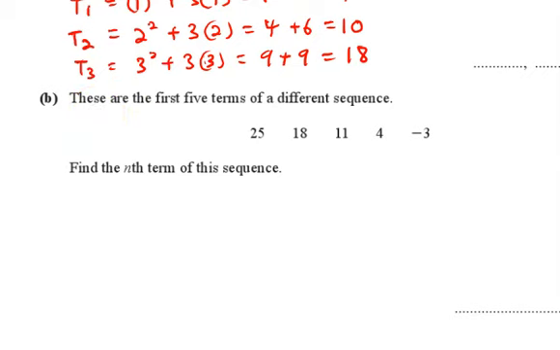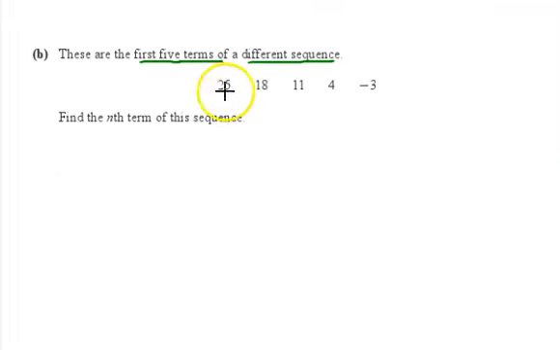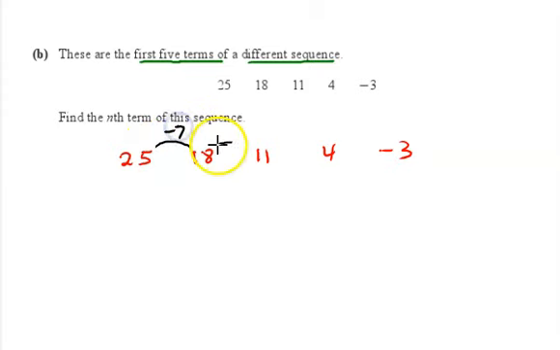Okay, these are the first 5 terms in this different sequence. Now we have 25, 18, 11, 4 and negative 3. So now let us look at the difference they have. Here we will have a difference of negative 7. This will be negative 7, negative 7. So it is an arithmetic sequence, so it's a plus or minus. So we can use this formula.